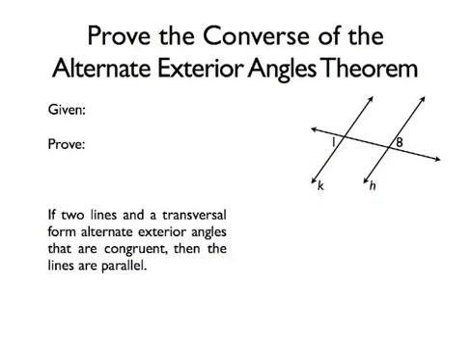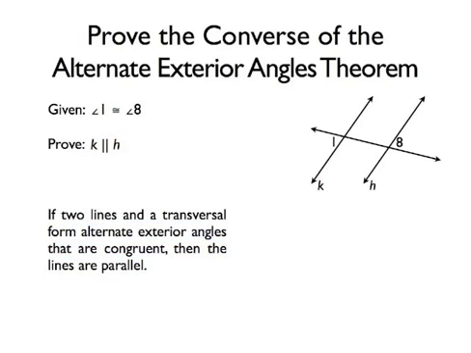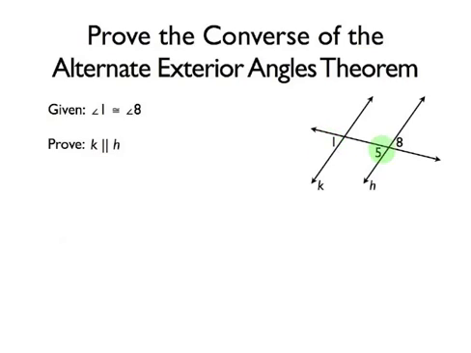All right, now let's take a look at the alternate exterior angles theorem. You will notice that angles 8 and 1 are alternate exterior angles. So we are given that those alternate exterior angles are congruent. And in our figure, what we are trying to prove is that line K is parallel to line H. Sound familiar to what we just did? It should. All right, but guess what we need in our figure to help us out? A pair of corresponding angles.